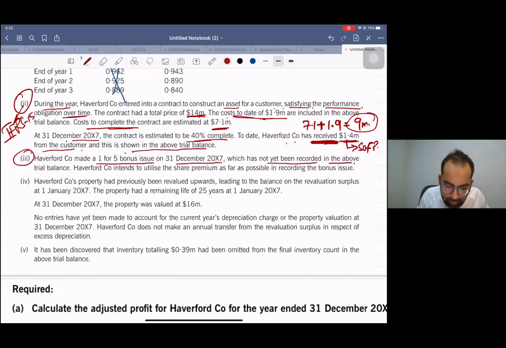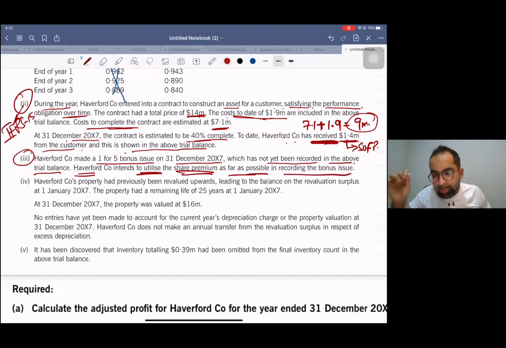In the above trial balance, Havard company intends to utilize the share premium as far as possible in recording the bonus issue. I hope you remember the basics. Whenever you want to do a bonus issue, first of all, use your share premium account. And once your share premium basket is empty, then go for retained earnings.